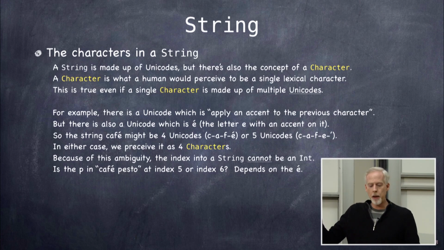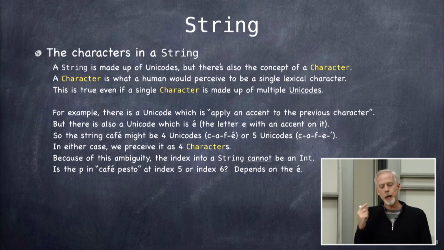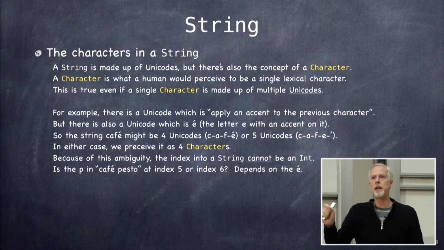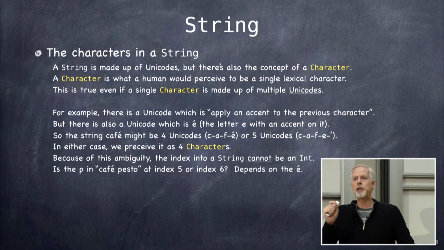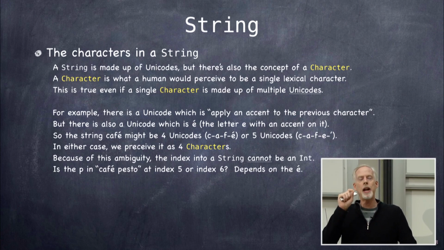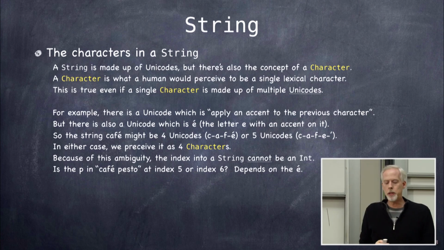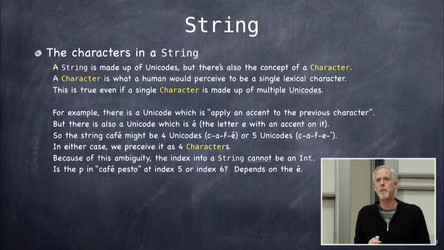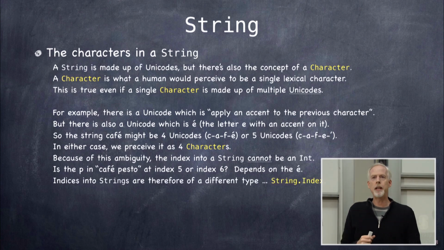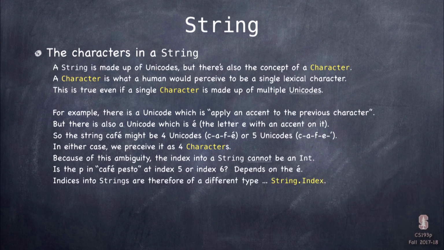If we had the phrase café pesto, one of my favorite pizza joints in Hawaii, is the P at index 5 or index 6? It depends on whether that E is an E with an accent or 2 Unicode characters, the E and the accent. So we don't index strings by Int. Instead, strings are indexed by their own special type, String.Index, and that's the only way to use subscripting on a string. You need a String.Index, not an Int.